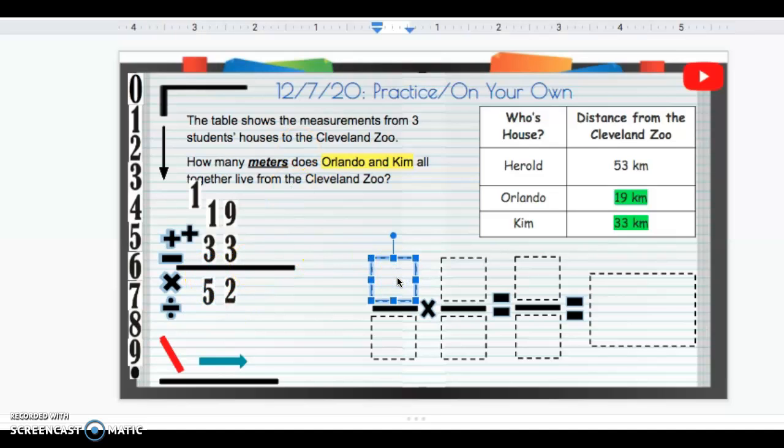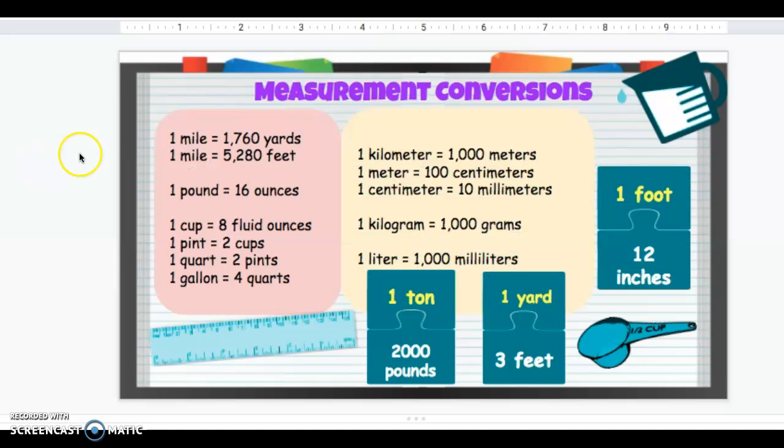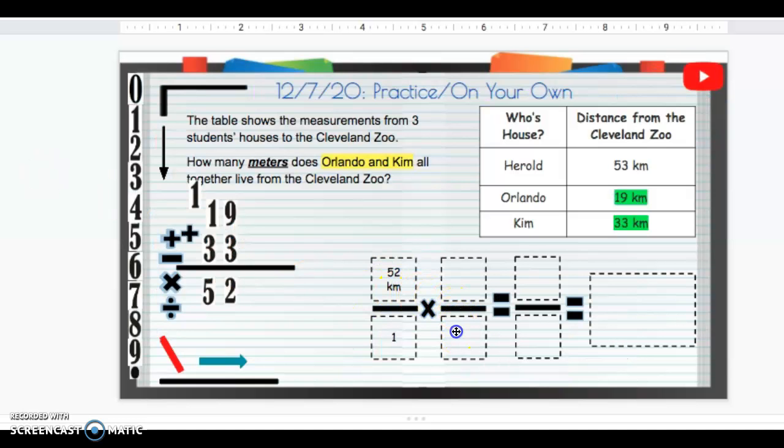So what we know is that we have 52 km over 1, and we want to convert kilometers to meters. So let's go back to our chart. Kilometers to meters. 1 kilometer is 1,000 meters, okay? So knowing that now, that 1 kilometer is 1,000 meters. Because you have your km on the bottom, because that'll cross off the kilometers up top. So cross off km, cross off km.